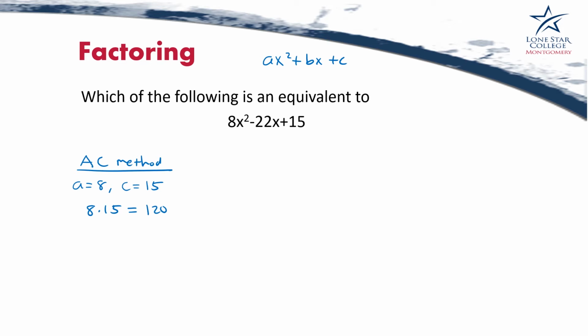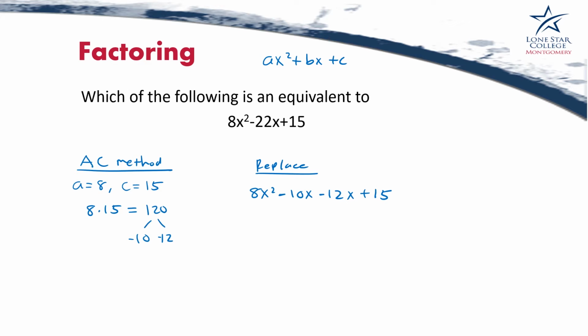And then we need to find factors of 120 that add up to get you that middle number, negative 22. The only way for that to happen is 10 and 12. And they need to add up to get you negative 22, so they need to both be negative. Okay, so now what we do is we replace that middle term, negative 22x, with the two numbers we just found. So you have 8x squared minus 10x minus 12x plus 15. We haven't changed the nature of our quadratic yet. All we did is replace the middle.